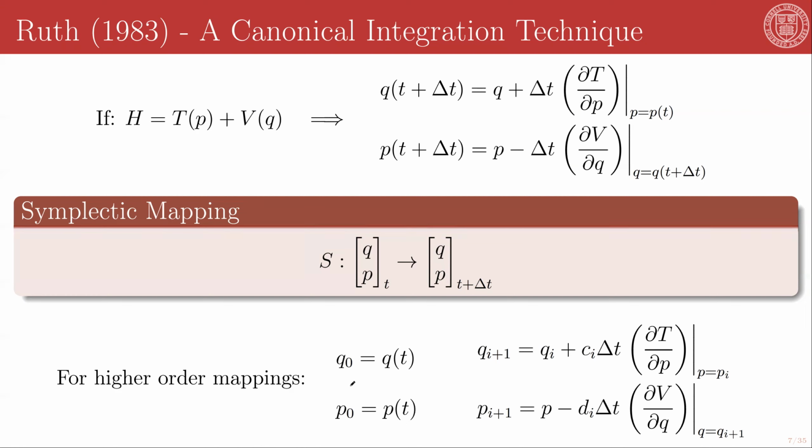The way that works is we take Q naught to be Q at the current time, P naught to be P at the current time, and then we propagate Q of I plus 1 such that it's equal to Qi plus some constant Ci delta T times that partial T and P, with P evaluated at P sub I, and P of I plus 1 is, again, given by this expression here, with Q evaluated at Q of I plus 1. You find these C and D coefficients such that your overall scheme, this propagation of QP at time t to QP at t plus delta t, matches the nth order Taylor expansion of the solution.